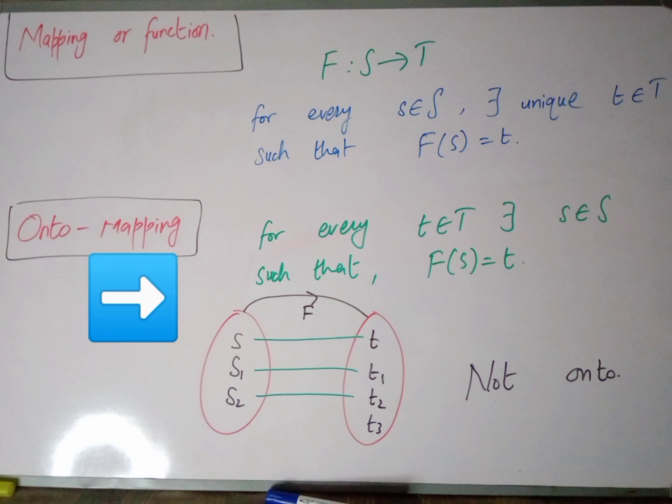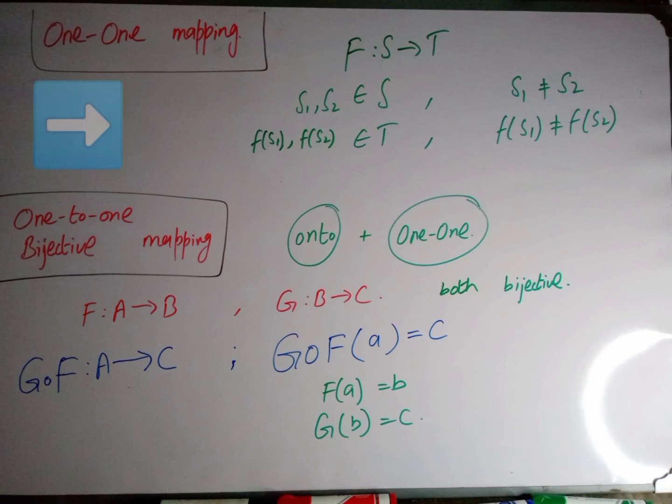Next we will discuss the definition of one-one mapping, which is a mapping from S to T, such that all distinct elements of set S have distinct images in set T. Next we have a mapping which is called bijective mapping if it is both onto and one-one. Next we will discuss the term composition of mappings. Consider a mapping f from a set A to set B, and a mapping g from a set B to set C. Then composition mapping of both f and g is mapped from set A to C, as we first apply f and then g to get g of f.